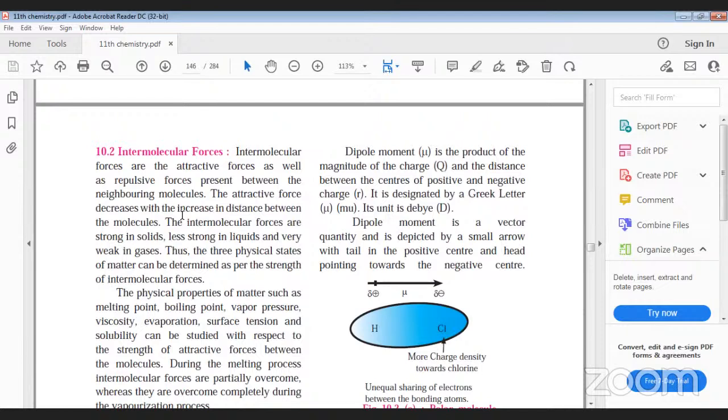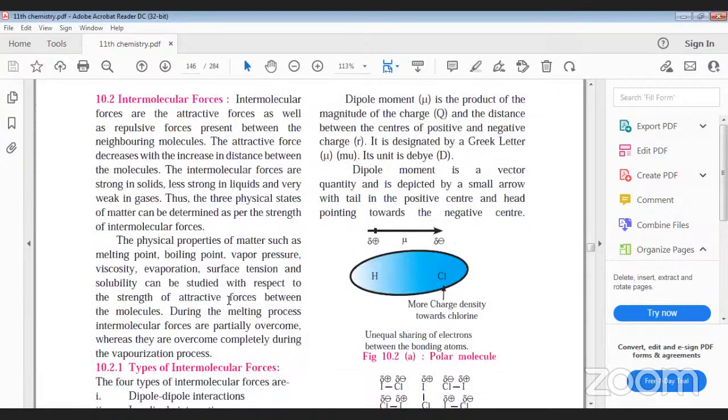Attractive forces decrease means what? Molecules are not coming closer, but they are moving away. As they are moving away, the intermolecular distance between them will increase. In the same way, if intermolecular forces are strong in solid, they will be less in liquid, and very, very less in gases. So gas molecules are always moving.